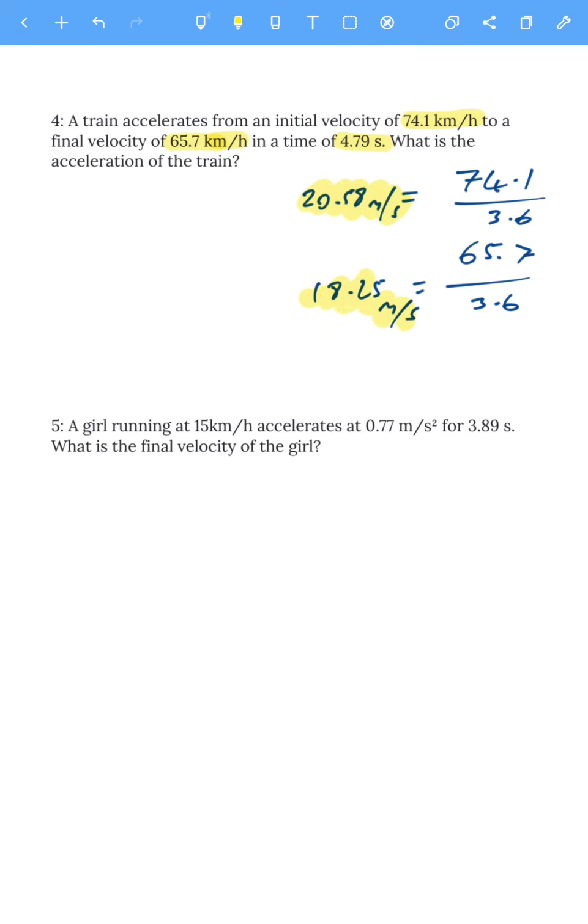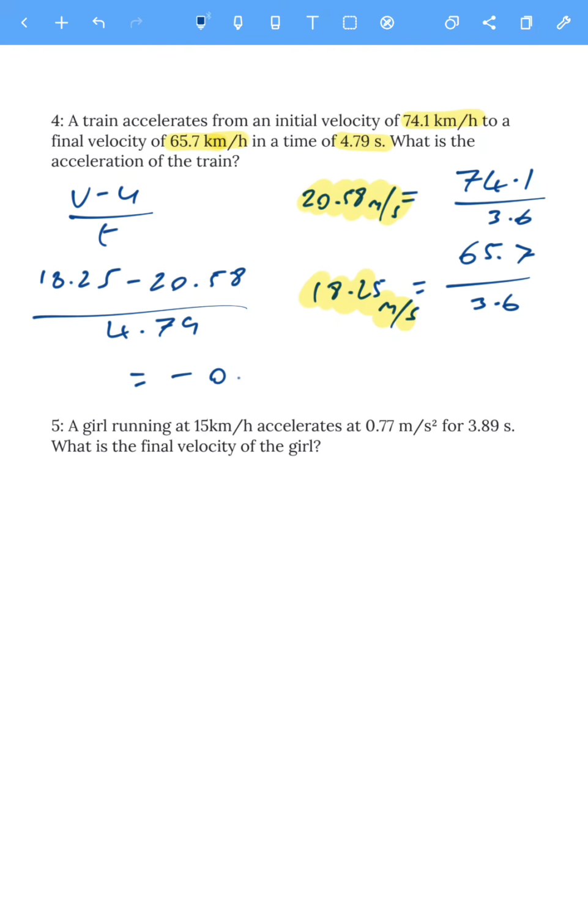Okay, so now this is really easy. We just need to do the change in velocity divided by the change in time. So we need to do 20.58 subtract 18.25, or actually the other way around, because change in velocity is v minus u over t. So 18.25, which is the final velocity, subtract the 20.58, divided by the change in time of 4.79 seconds. So if you calculate that, that'll give you an acceleration which is equal to minus 0.49 meters per second squared. So the negative for negative acceleration just means it's decelerating or slowing down.